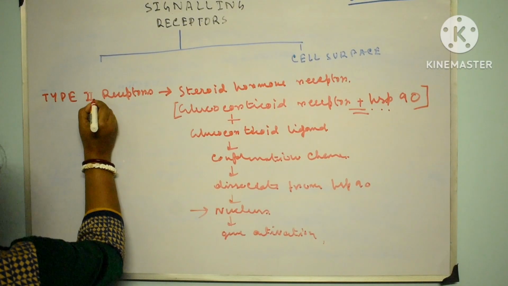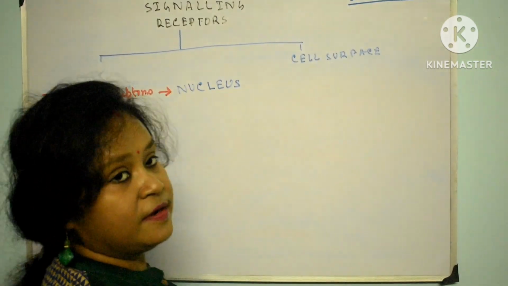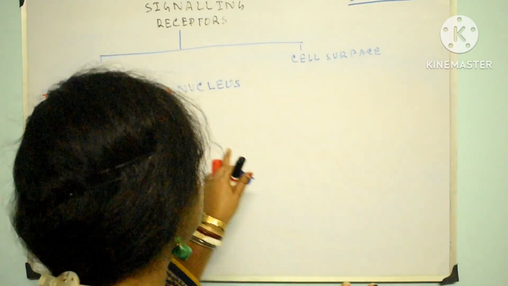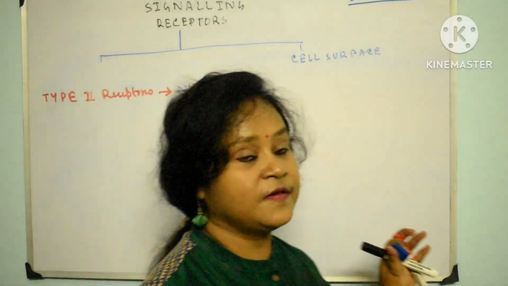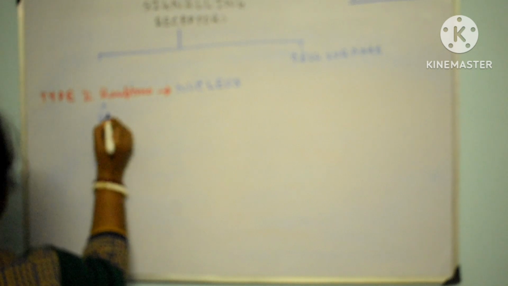Type 2 receptor is present in the nucleus. Type 1 receptor is present in the cytosol and type 2 receptor is present in the nucleus. One is the receptor for vitamin D3 and thyroxine. Now, type 2 receptor plus response element.